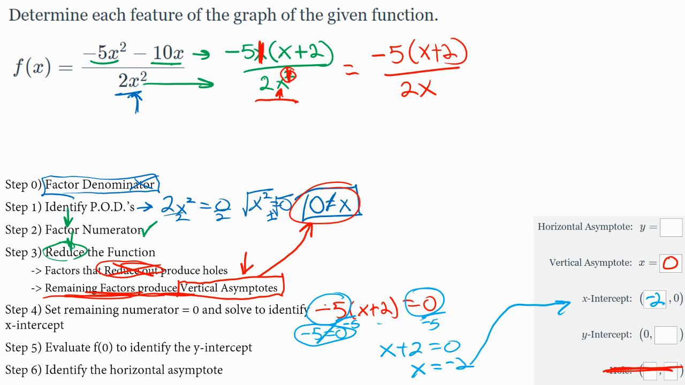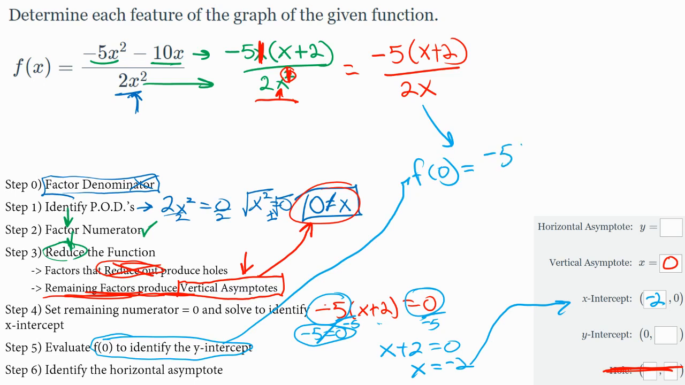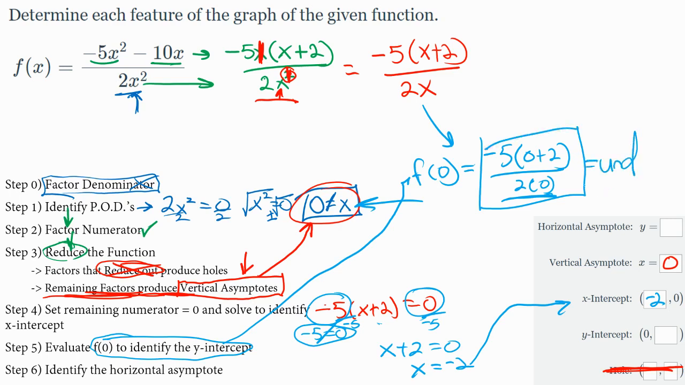To find the y-intercept, step 5, we need to find f of 0 in the reduced version. So we're going to take the reduced version, plug in 0. So negative 5 times 0 plus 2 over 2 times 0. Oh, wait a second. Didn't we say that you can't do that? Yes, we did. So this result right here was undefined, which means there is no y-intercept. Because right here, when your vertical asymptote is the vertical line x equals 0, that means the y-axis does not have any values.